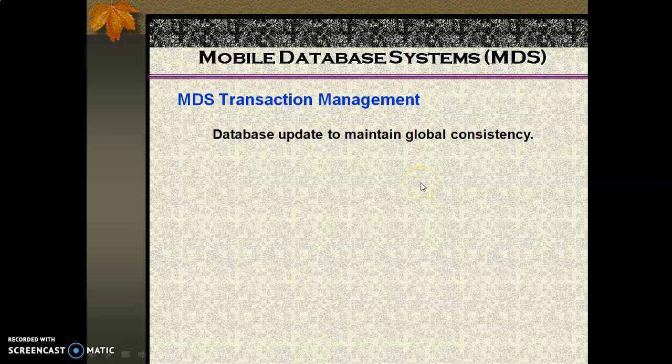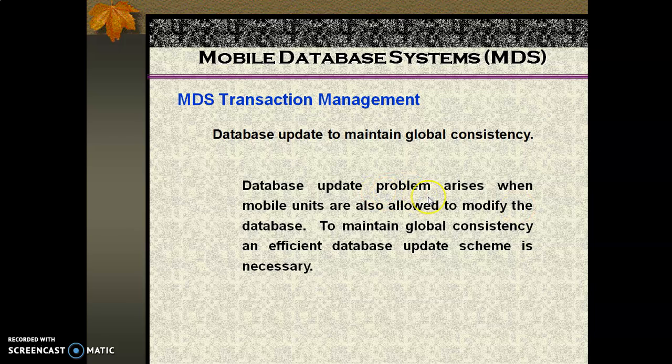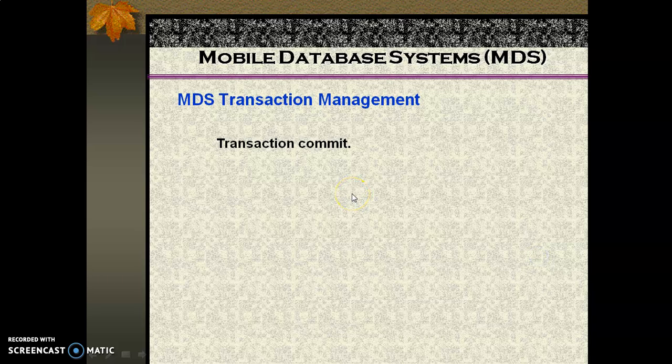Databases are updated to maintain global consistency. The database update problem arises when mobile units are also allowed to modify the database. So to maintain global consistency, an efficient database update scheme is necessary. Transaction commit.